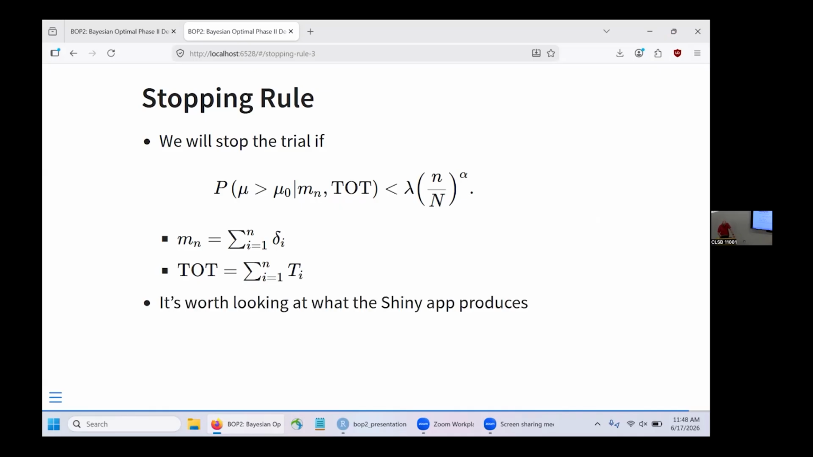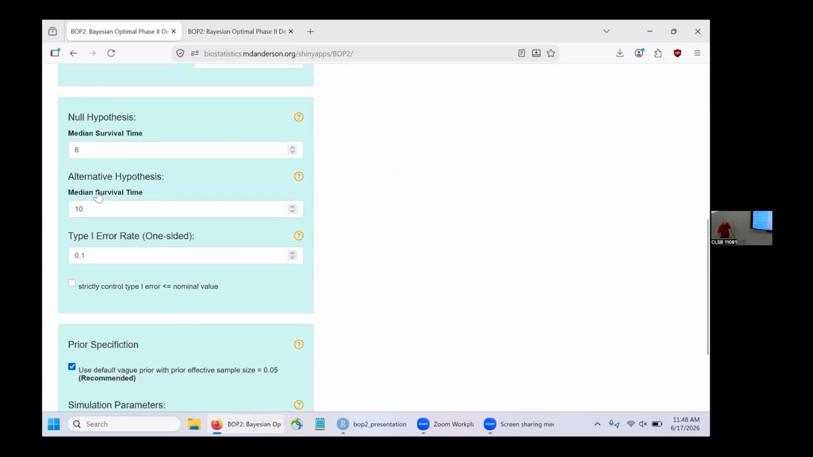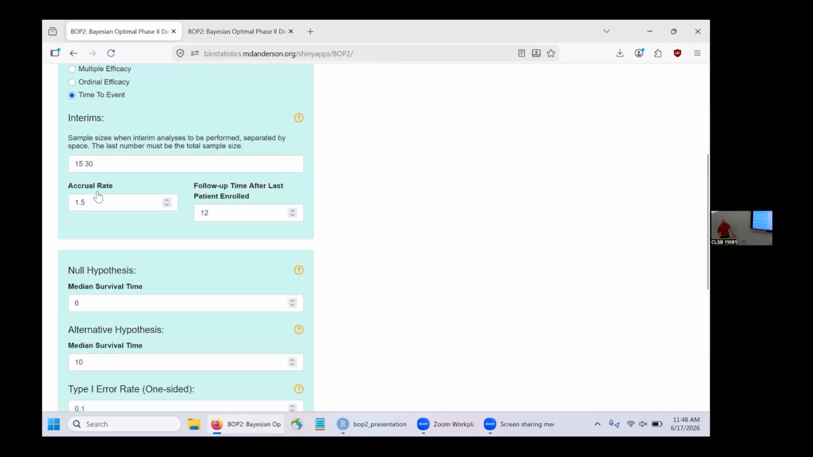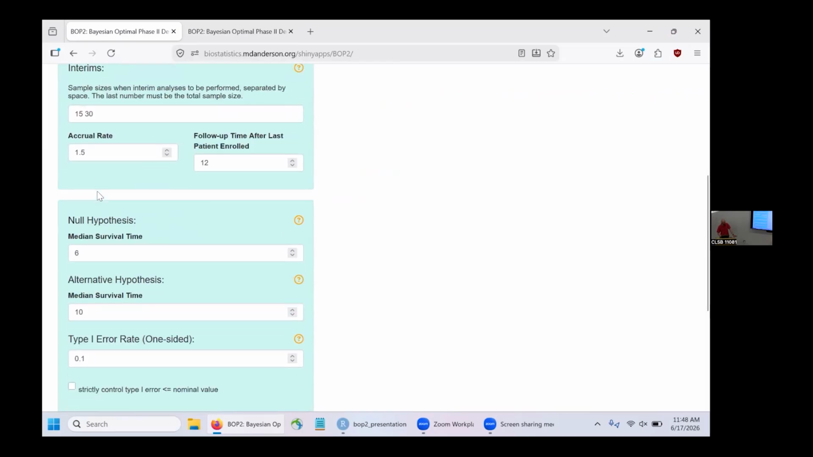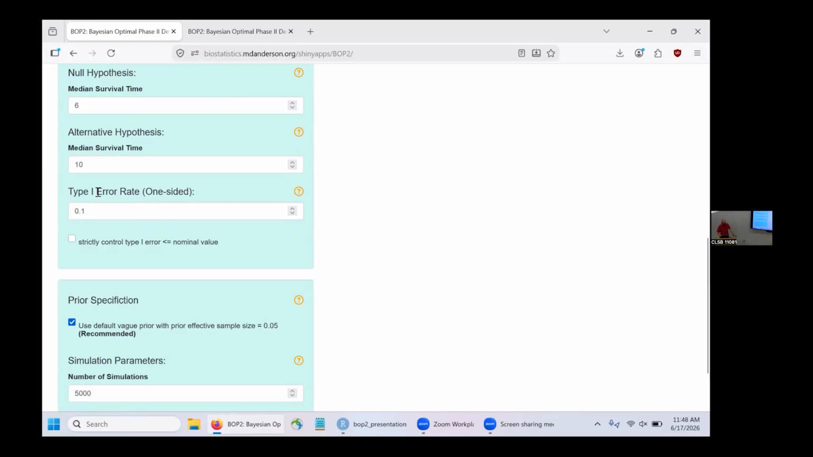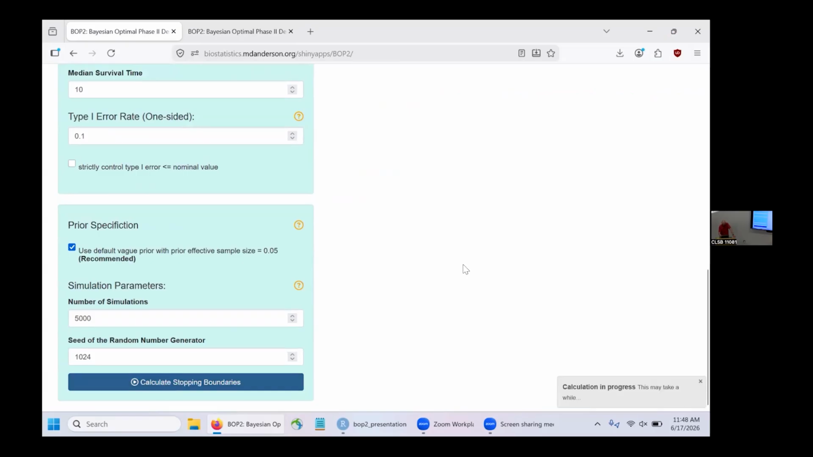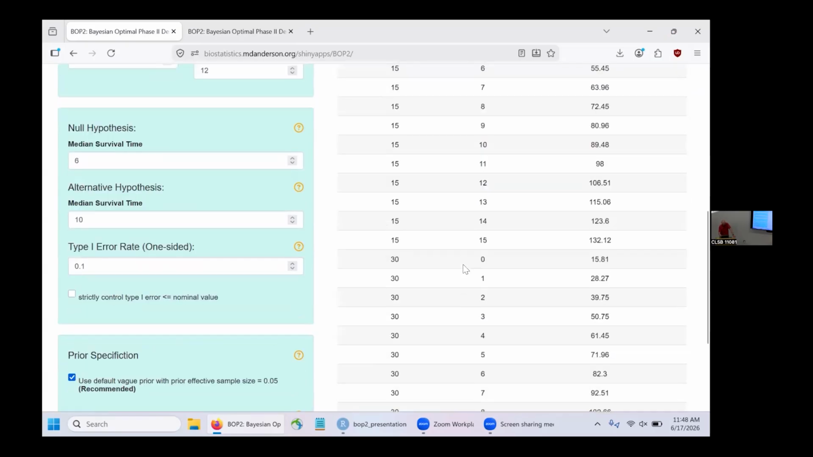And it's worth looking at what the Shiny app produces. So I'm just going to use the defaults, 2 interims, at 15 and 30. You can see the accrual rate 1.5, follow-up time of 12. Median survival time in the null is 6. For the alternative, we have 10. Type 1 error rate, 0.1. Let's look at what the stopping boundaries are.